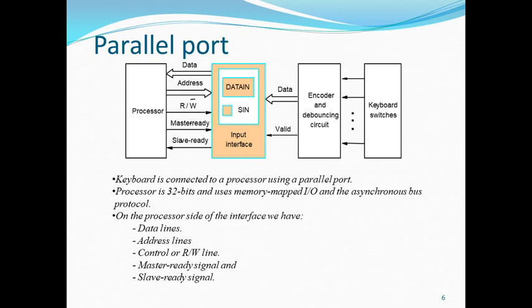Here we assume that the interface circuit is connected to a 32-bit processor that uses memory mapped I/O and the asynchronous bus protocol, which was discussed in the previous classes, right? Now kindly observe this particular figure very carefully, right? This figure shows the hardware components that are needed for connecting a keyboard to a processor. A typical keyboard consists of mechanical switches that are normally open, right? When a key is pressed, its switch closes and establishes a path for an electrical signal. This signal is detected by an encoder circuit that generates the ASCII code for the corresponding character.